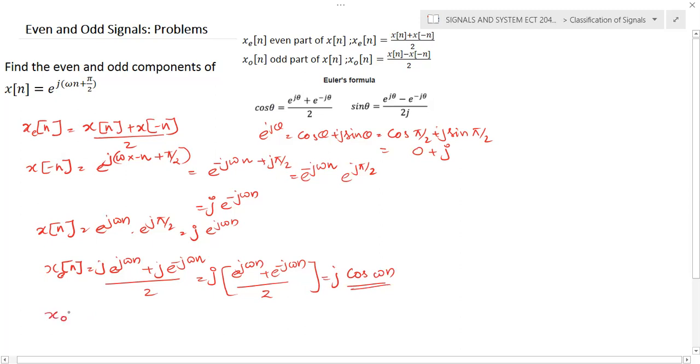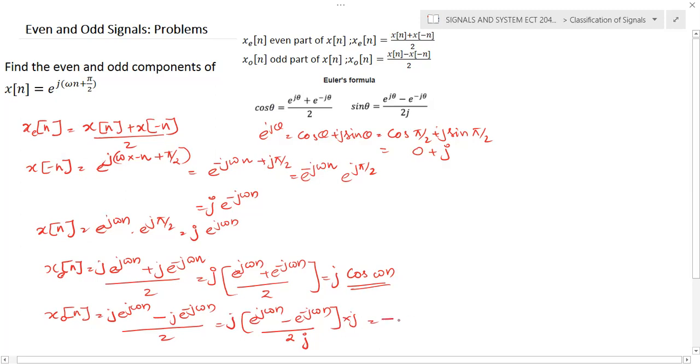Now we need to write the odd component of the signal x of n. So here we need to substitute x of n, that is j e raised to j omega n minus j e raised to minus j omega n the whole divided by 2. And if you rearrange, you will get j into e raised to j omega n minus e raised to minus j omega n whole divided by 2. But if you compare with the Euler's formula, one j term is required in the denominator, so you can put that j term here and you can multiply j. So j is imaginary term, so you will get j into j minus sine omega n. Okay, so this is the odd component of the signal.